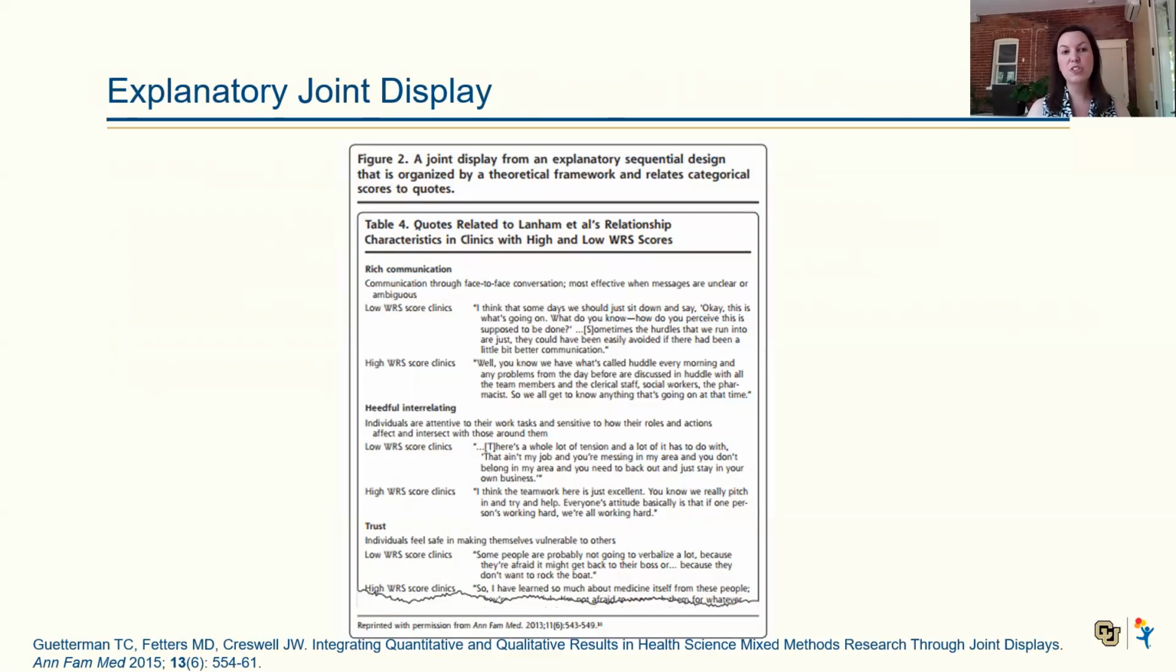This is a joint display for explanatory studies. It's really tiny here, but trust me, on the left-hand side we have our findings for the quantitative. In this case, it was low scoring and high scoring clinics. They went in and did qualitative interviews and focus groups with the clinics, and quotations from those clinics are displayed on our right-hand side.